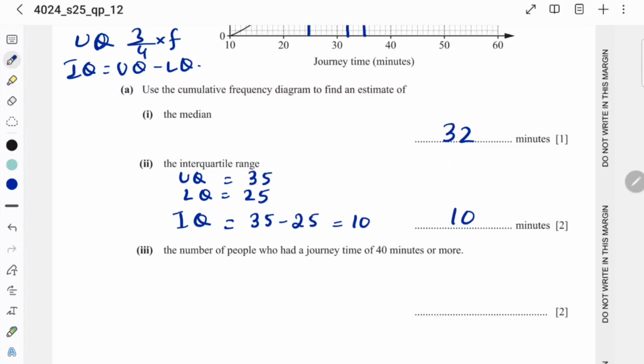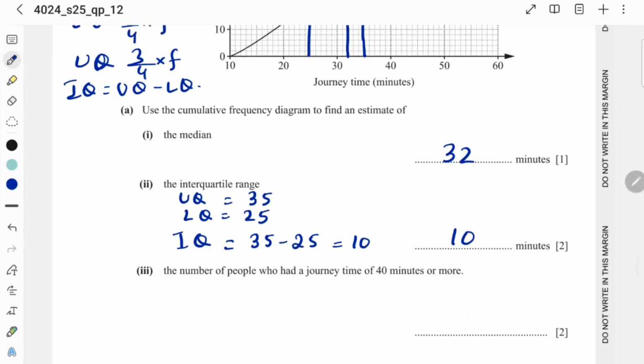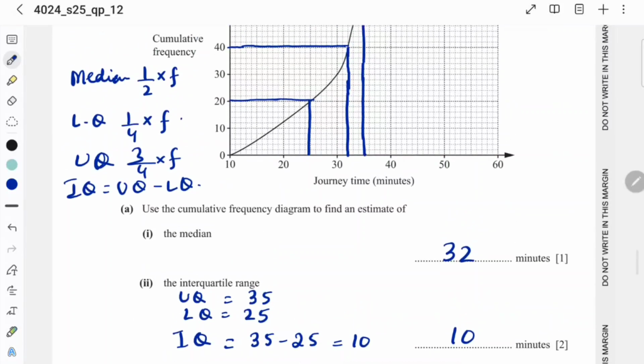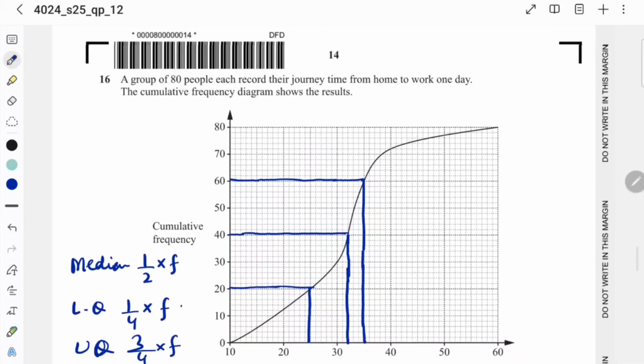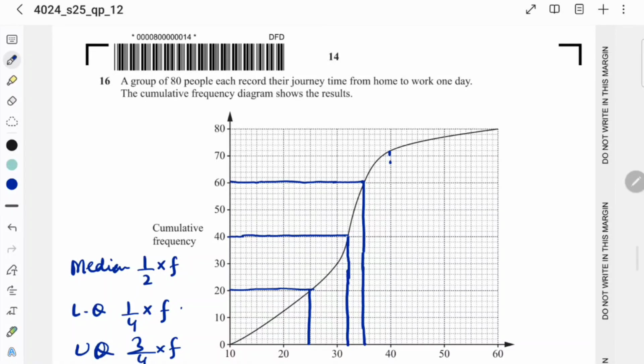Okay, now we have to find the number of people who had a journey time of 40 minutes or more. It means how many are above. So 40 minutes is on the x-axis. Just check, 40 minutes is this line. Now just check where it is intersecting on the y-axis. On the y-axis it's 70 and the first line means 72.